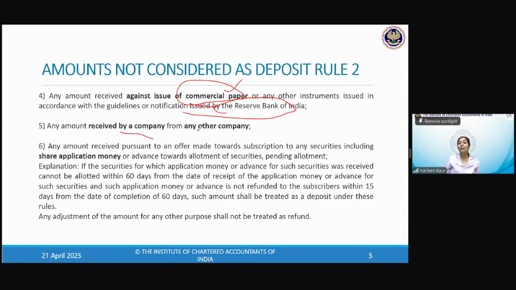Now, fifth point is very, very interesting. Amount received by a company from another company. Now, I am a company, ABC Limited, and I have received the amount from PQR Limited. Certain financial assistance, certain financial help, or a loan amount maybe I have received from PQR Limited. Will it be considered as a deposit? Can a company receive money from another company? Yes, ma'am, they can. Doing financial assistance, business, we can receive the money.